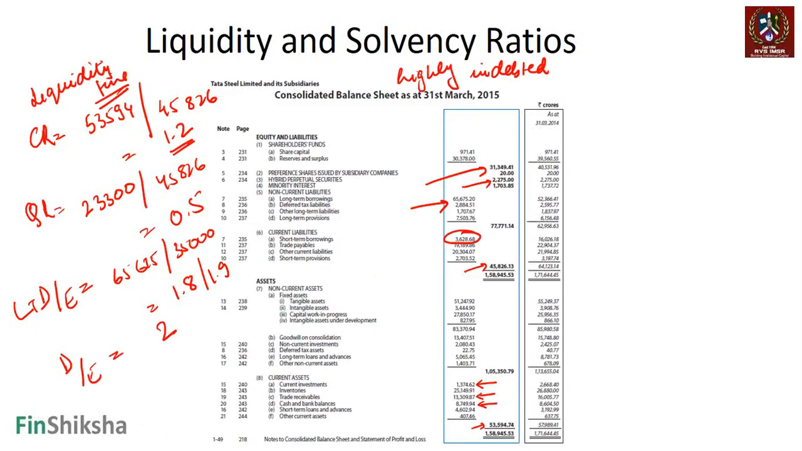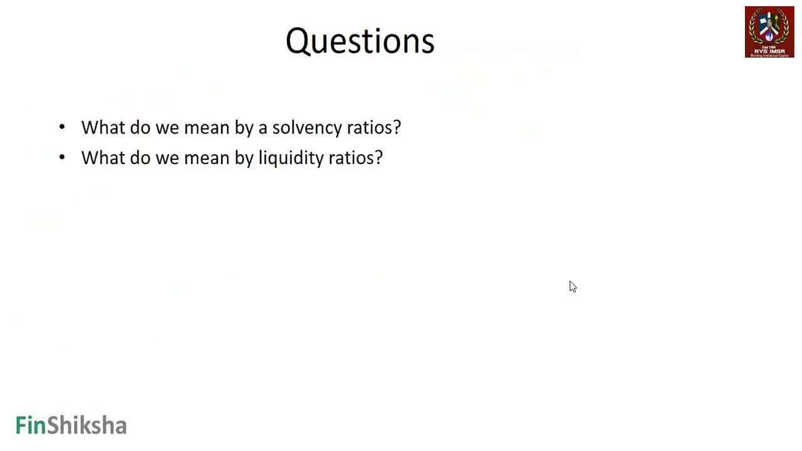That is how you would go about solving for liquidity ratios and solvency ratios for any company and their balance sheet. Right? As we come to an end towards this particular section, couple of quick questions. What do we mean by solvency ratios and what do we mean by liquidity ratios? Take examples and give the answers.